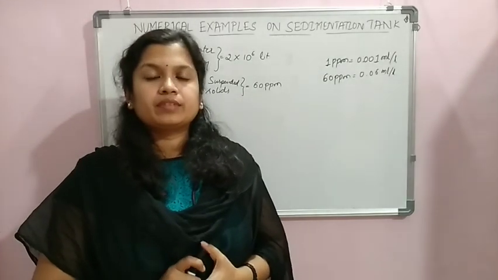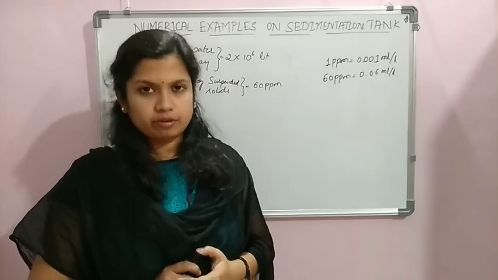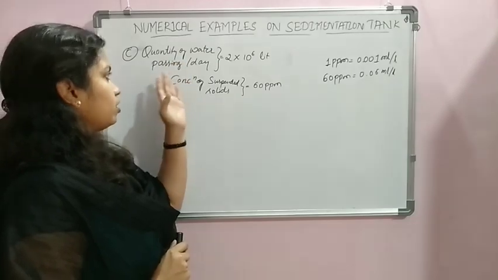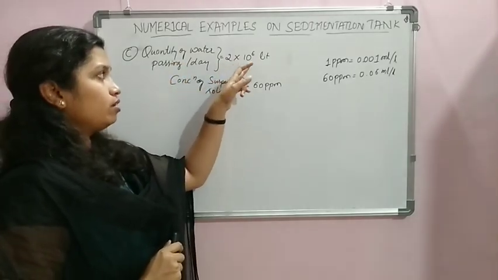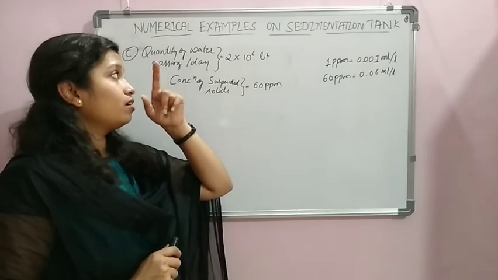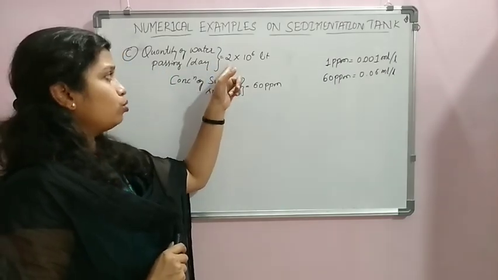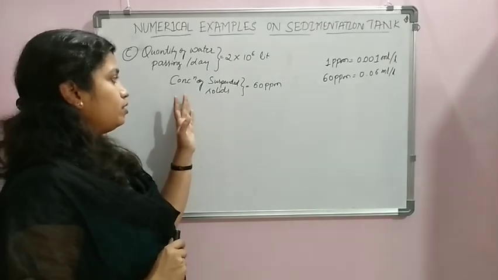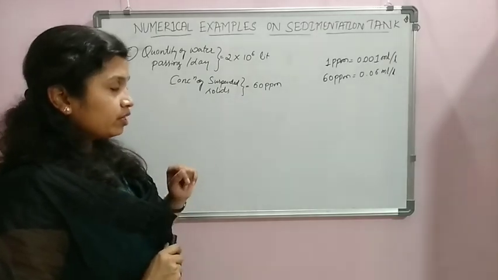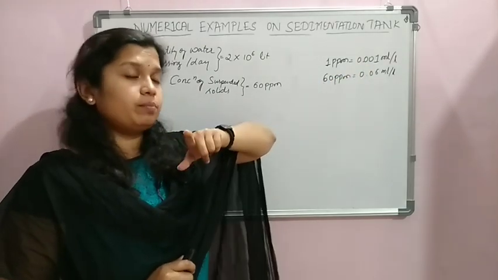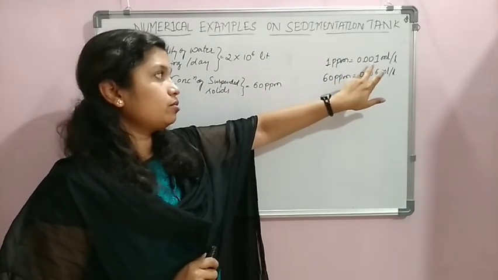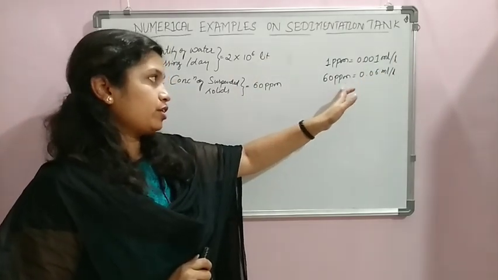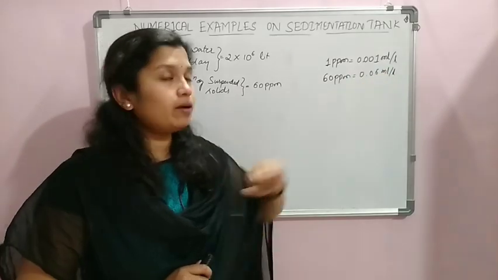The third thing, in order to find out the mass of suspended solids deposited in the tank, let us check the steps. First we have the quantity of water passing per day as 2 into 10 raised to 6 liters, which was given as 2 MLD. The same thing we have written as 2 into 10 raised to 6 liters. And then they have given the concentration of suspended solids as 60 ppm. Here we have some data. For 1 ppm, we can convert it into 0.001 ml per liter. The same thing for 60 ppm concentration, we have it as 0.06 ml per liter.